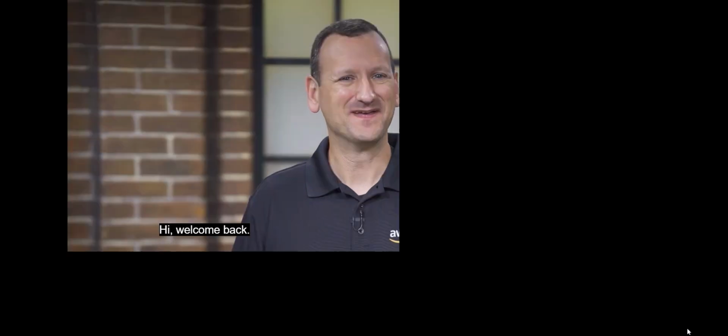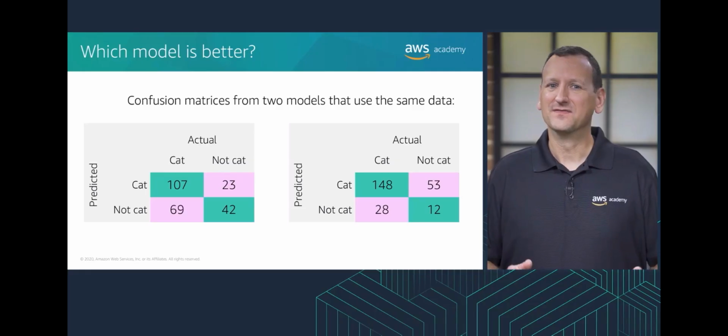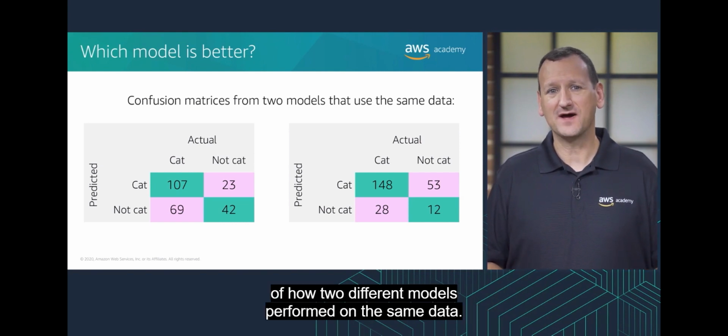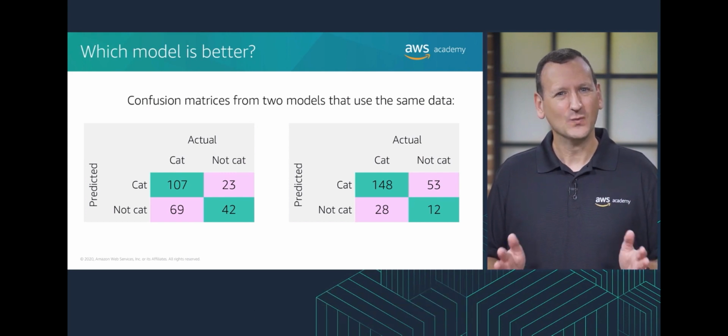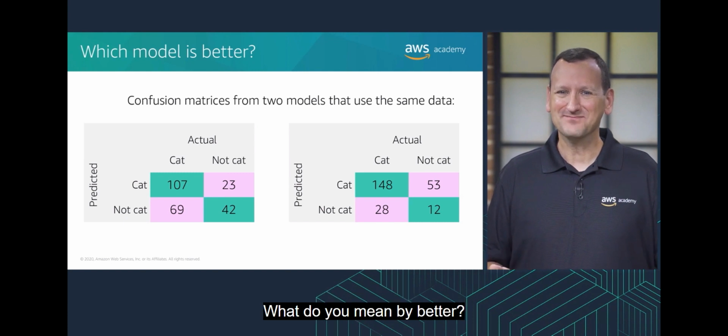Hi, welcome back. We'll continue exploring how to evaluate your model. The diagram shows the confusion matrix of how two different models performed on the same data. Can you tell which one's better? Which is better isn't a good question to ask. What do you mean by better?